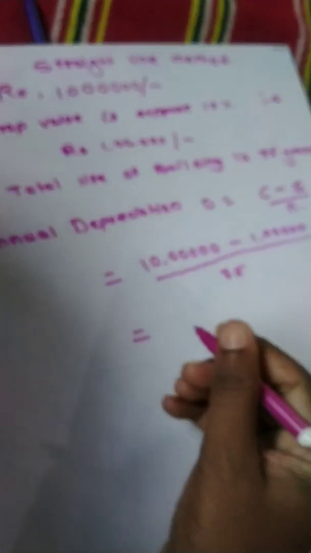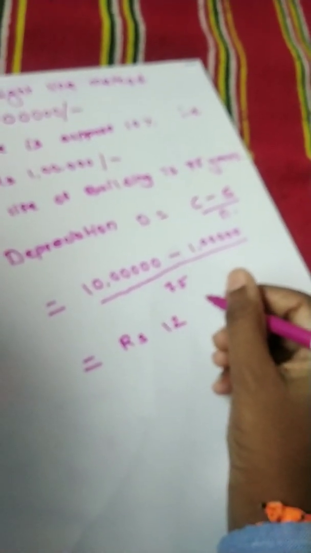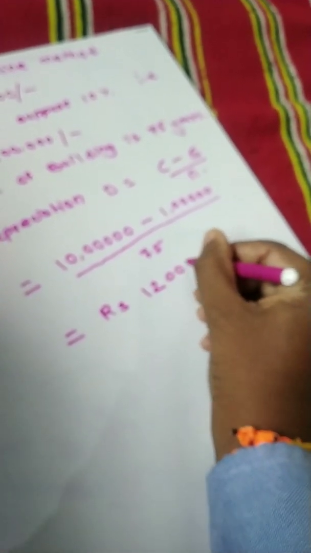See here my friends, 10 lakh minus 1 lakh divided by the number of years, 75. That will be equal to rupees 12,000 annually. That is equal to rupees 12,000 per year. Okay. Now how do we find out whether what we have calculated is correct or not?